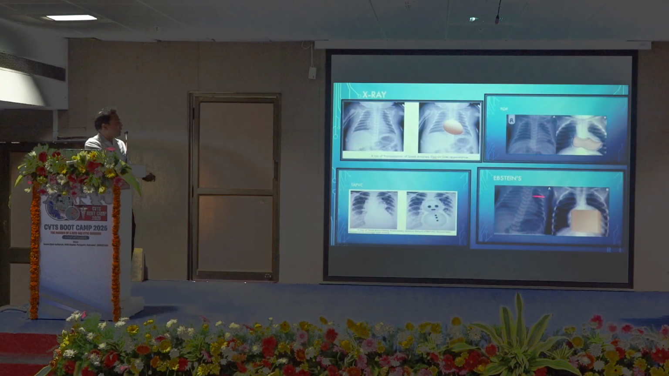Then coming to the other category, which is called box-shaped heart, that you will get in Epstein's anomaly. In Epstein's anomaly, what happens? There will be a hugely dilated right atrium, and there will be a dilated RVOT. So that gives a box-like appearance, which is called box-shaped heart.